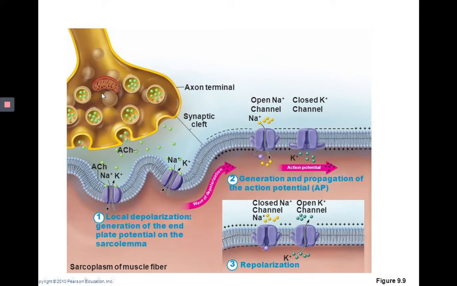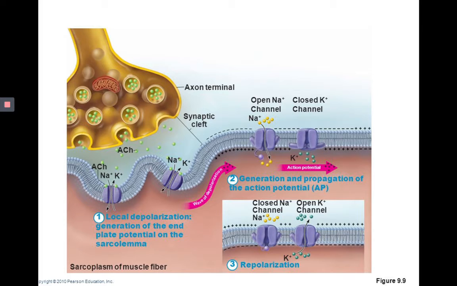Voltage reaches the axon terminal, causes voltage-gated calcium channels to open. Calcium goes in, acetylcholine goes out, leaves the axon terminal, goes into the synaptic cleft, travels across the synaptic cleft, and binds to receptors in the junctional fold of the sarcolemma. The receptors are channels. When they open, we get sodium entering the cell, potassium leaving. The greater influx of sodium creates a local voltage change called an end plate potential.